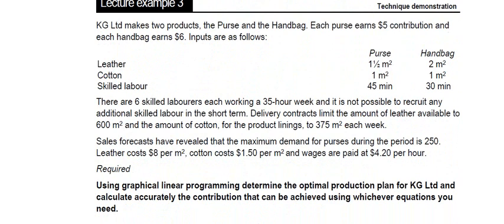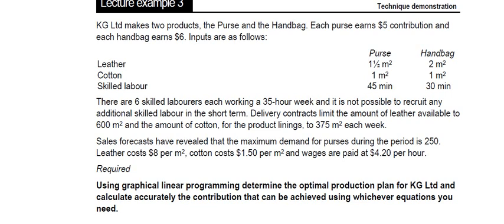KG Limited makes 2 products, the purse and the handbag. Each purse earns $5 contribution and each handbag earns $6. You've got the inputs there, which are the leather, the cotton, the skilled labor. We are told there are 6 skilled laborers, each working a 35-hour week, and it is not possible to recruit any additional skilled labor in the short term. So we know that skilled labor is a constraint or a limiting factor.